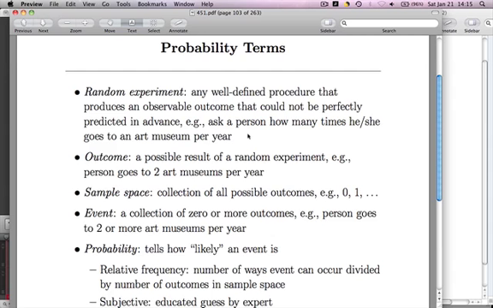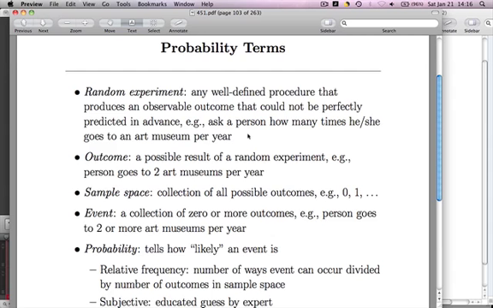Another term that you'll need to know is sample space. The sample space consists of all possible outcomes of a random experiment. Let's consider the example of me flipping a coin. Well, the 2 possible outcomes are heads and tails. If I roll a die, there are 6 possible outcomes, 1 through 6. If I expose someone to a banner ad, the 2 possible outcomes would be click or not click.